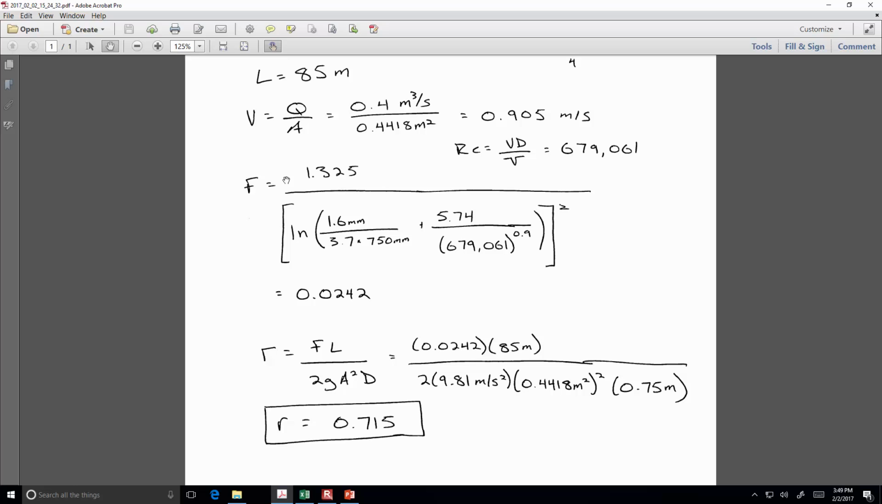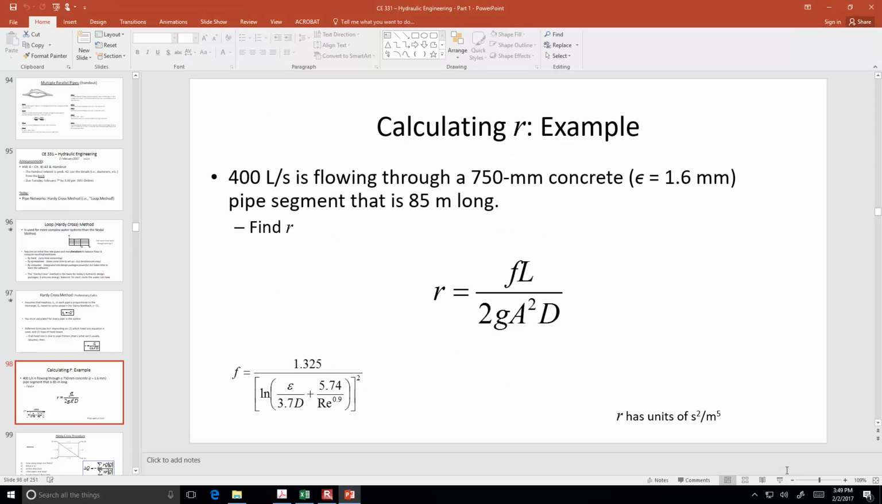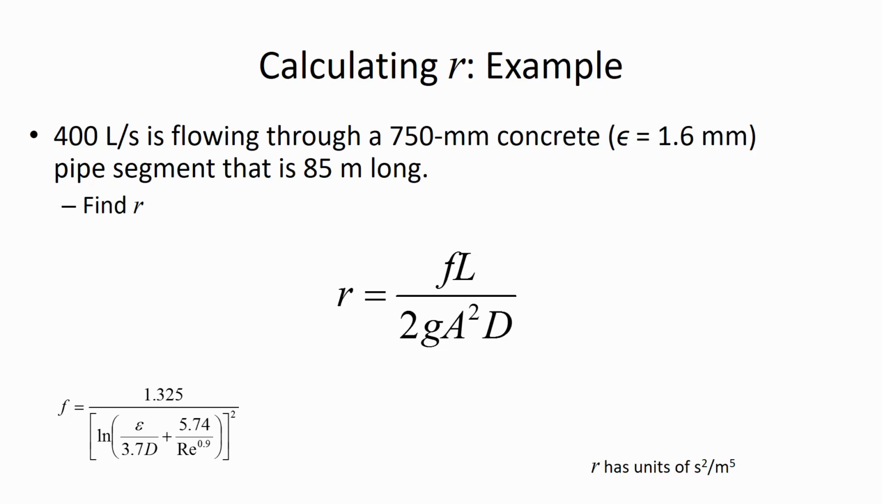What do we do with it? Well, if you knew that R value, you could calculate head loss. So let's say, we've just been talking about this pipe. Now that you've calculated the R value, if I said how much head loss is there, what you could do is head loss, h_L, is going to be R Q squared. And so our R value is 0.715 times Q, which was 0.4 cubic meters per second. We square that. So we'd be able to find out how much head loss there is through the pipe.